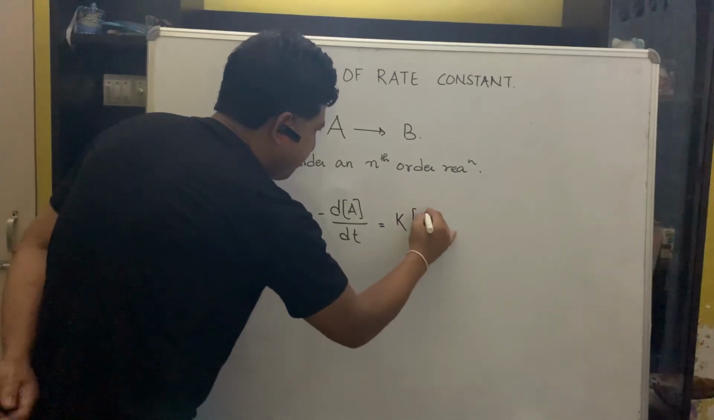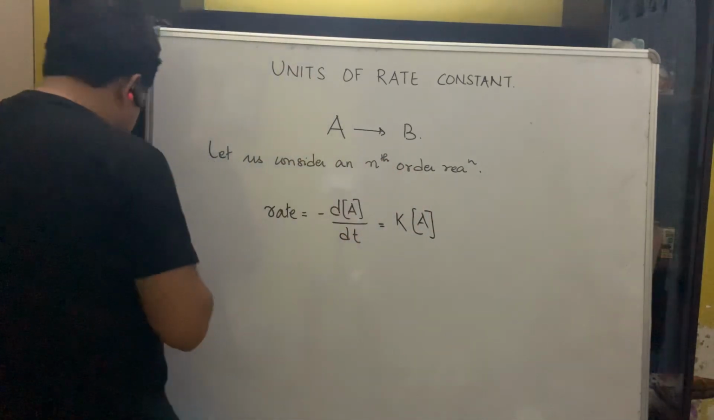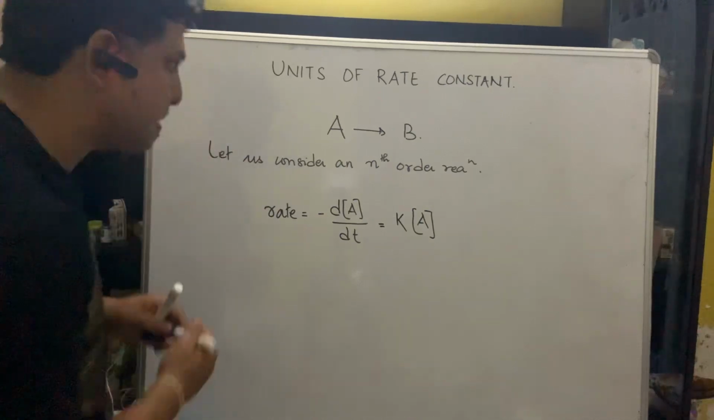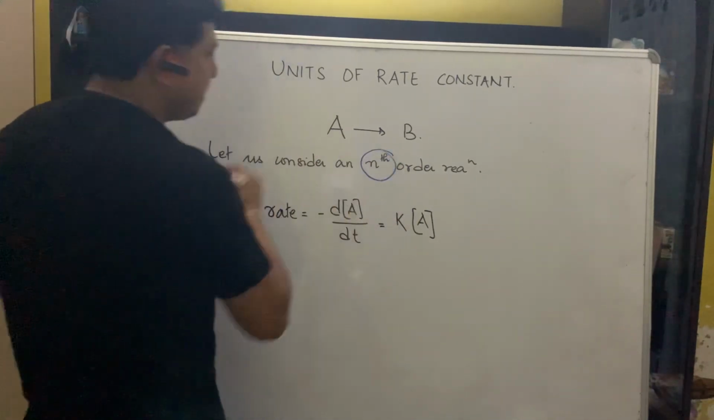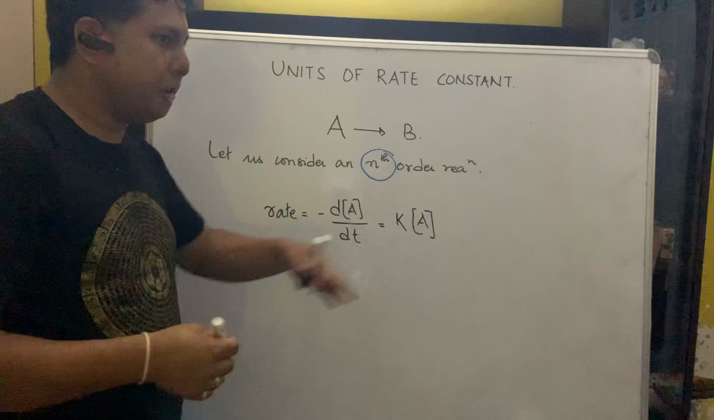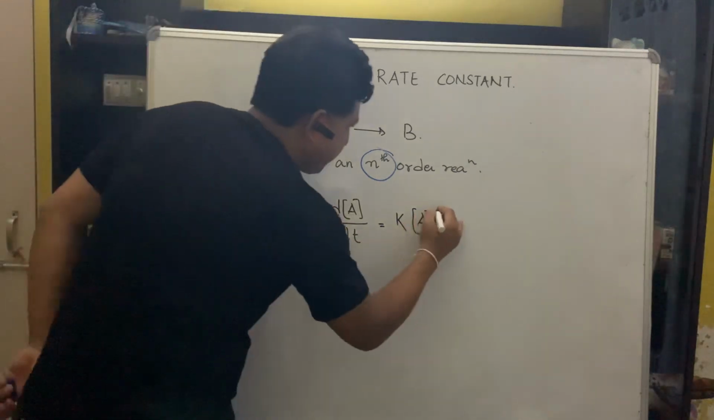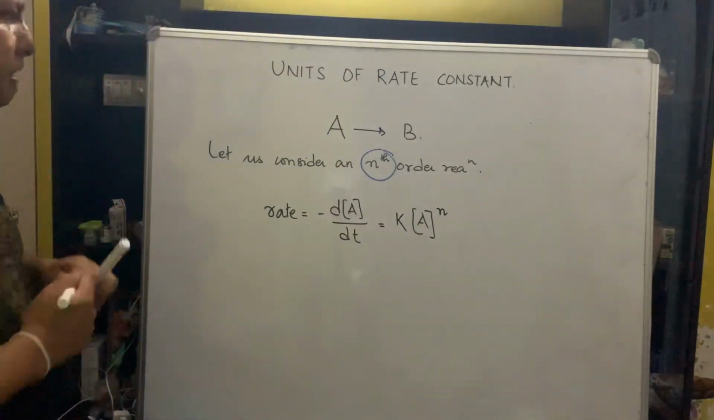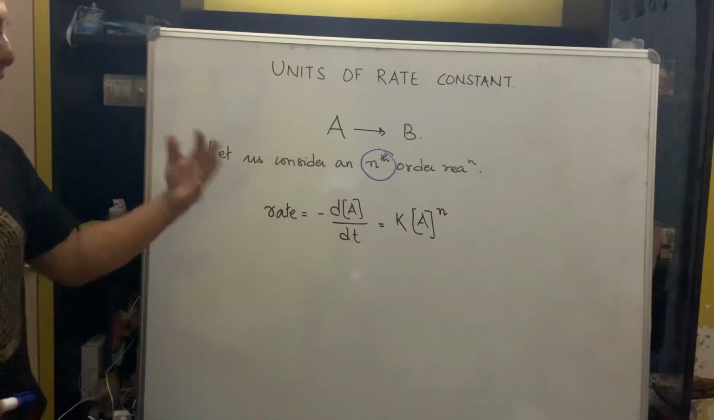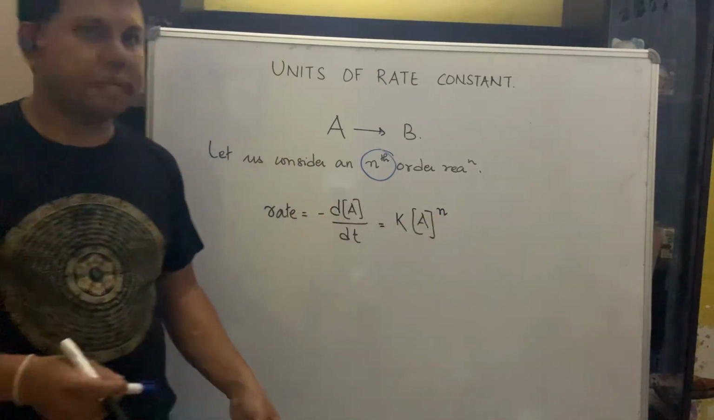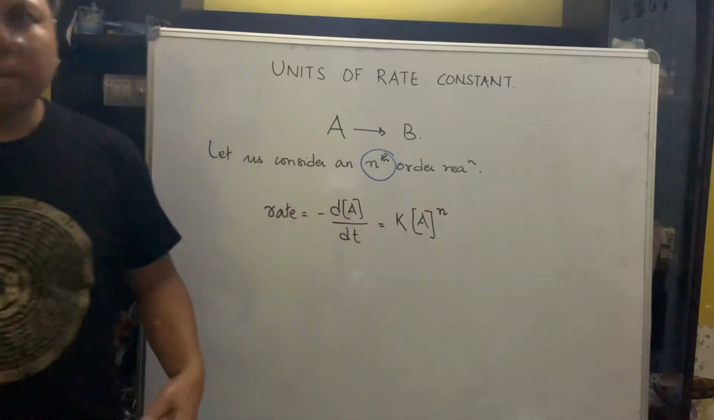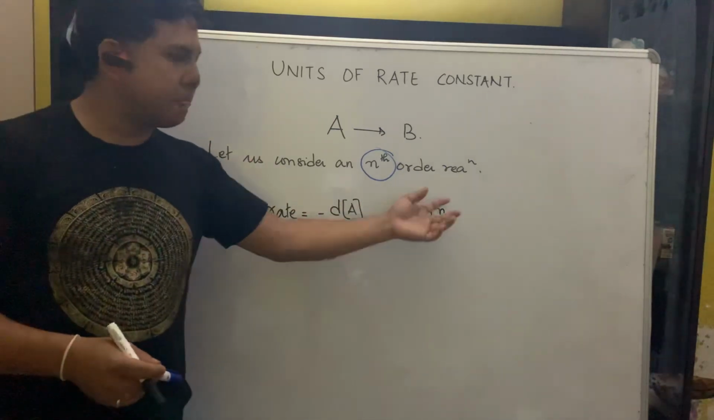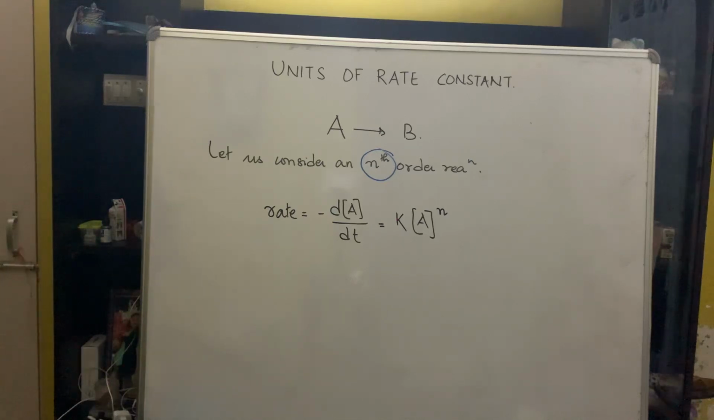What will be the power of A? We have considered this reaction to be of nth order, so the power of A will be n, because the order of the reaction is n. If it were a first order reaction, A to the power 1. If it was a second order reaction, A to the power 2. If it was a fractional order reaction, A to the power half, A to the power 1 by 3, and so on. But here we have assumed it to be an nth order reaction.